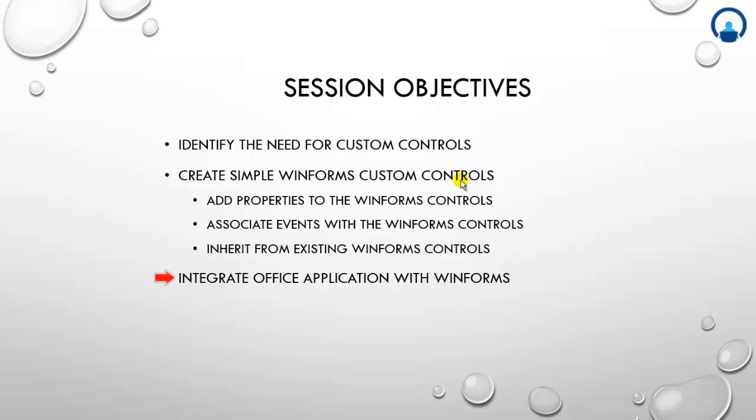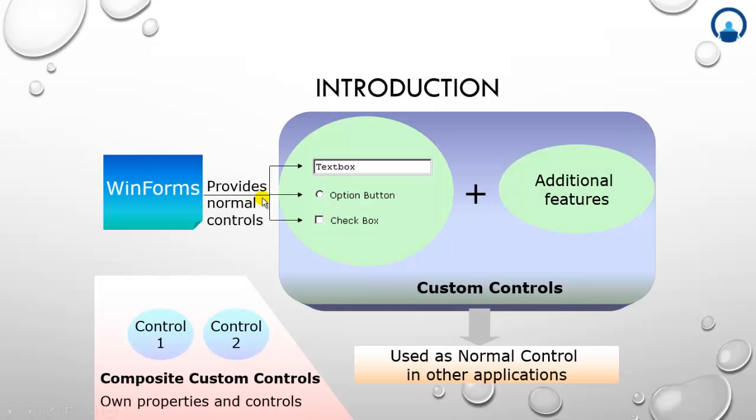So Winforms provides some normal controls like we have a text box, a radio button, a checkbox. With this we can have some additional features incorporated and we can create our custom controls. Now this custom control can be used as a normal control in other applications. Composite custom controls means we are combining two custom controls together and changing their properties and events.